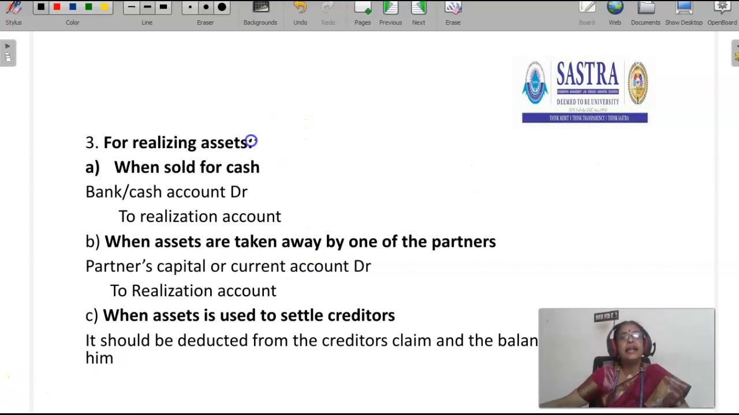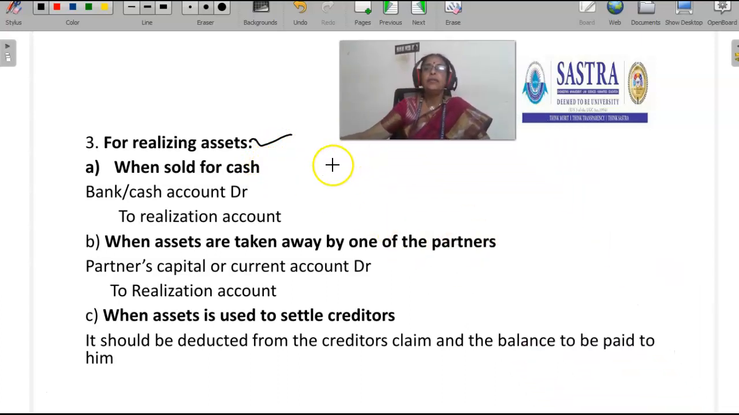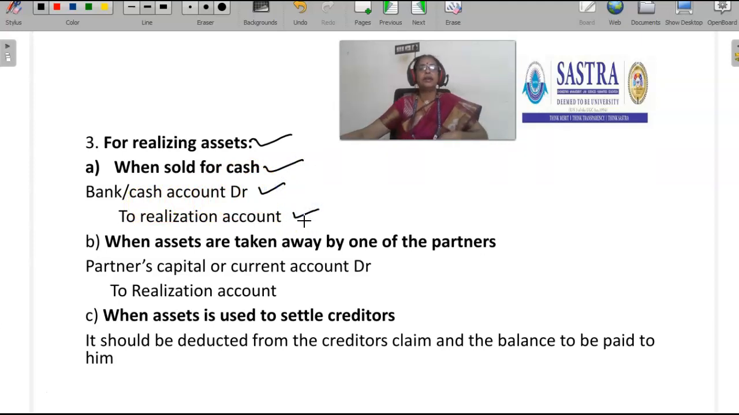Then third, for realizing assets, they are selling the assets. At the time of sale, the firm may get a profit or loss. If the assets are sold at higher prices than the book value, the firm will get a profit. If the assets are sold at lower prices than the book value, then the firm suffers a loss. When sold for cash, bank or cash account debit to realization account.